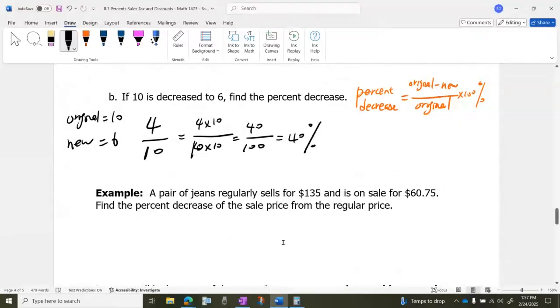A pair of jeans regularly sells for $135 and is on sale for $60.75. Find the percent decrease. On your scratch paper, you need to do this: original. Trust me, if you don't do this, you mess it up. Write down original and write down new.